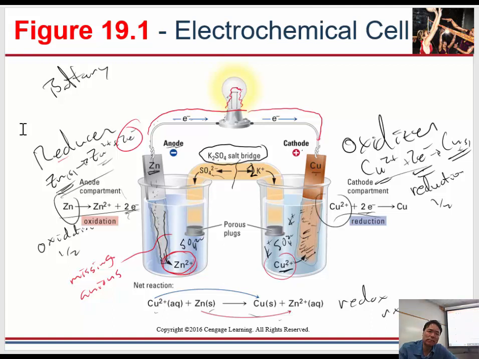Now, it gets confusing. And so there are certain mnemonics. OIL RIG: oxidation is loss of electrons. So we can say oxidation is loss of electrons. Reduction is gain of electrons. And so here, reduction, gain of electrons.